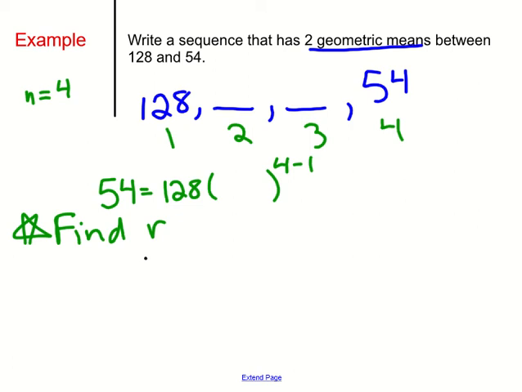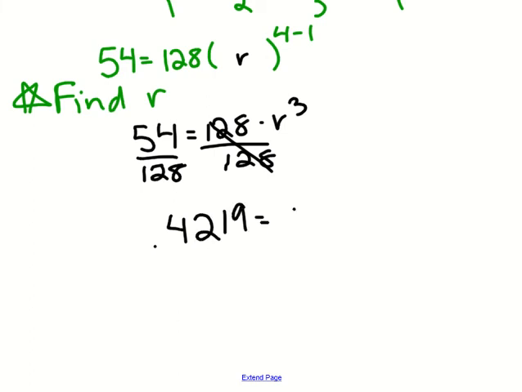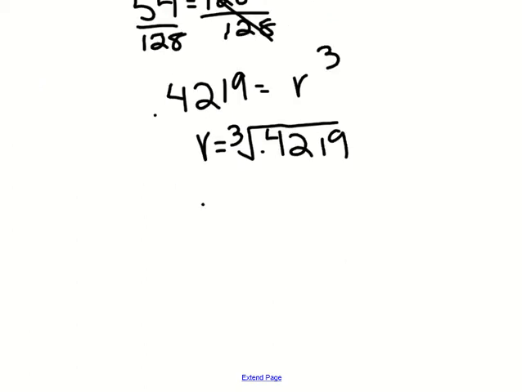Now, as we simplify this, we get 54 equals 128 times r to the 3rd. We're going to divide both sides by 128. We'll get 0.4219 equals r to the 3rd. In order to get rid of r to the 3rd, we're going to take the cube root of 0.4219, giving us a ratio of 0.75 or 3/4.